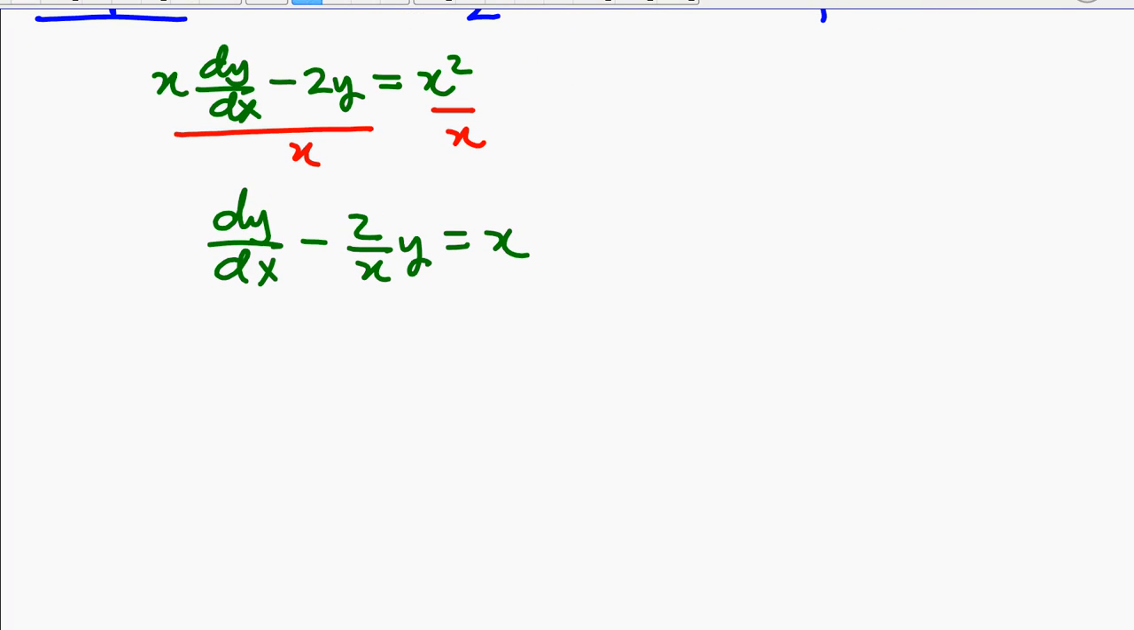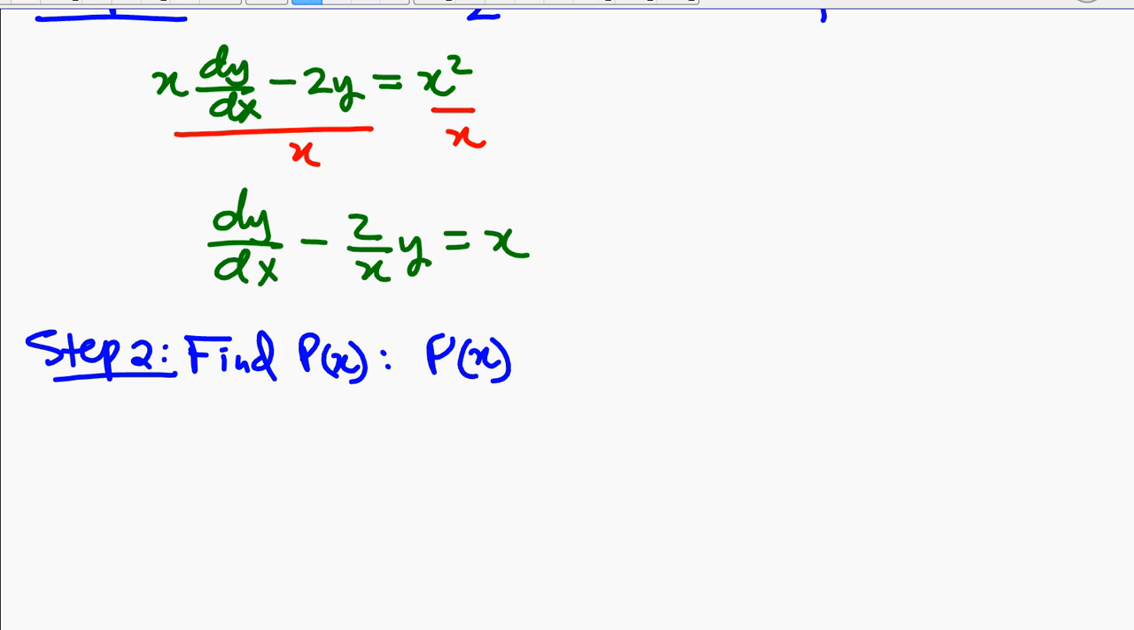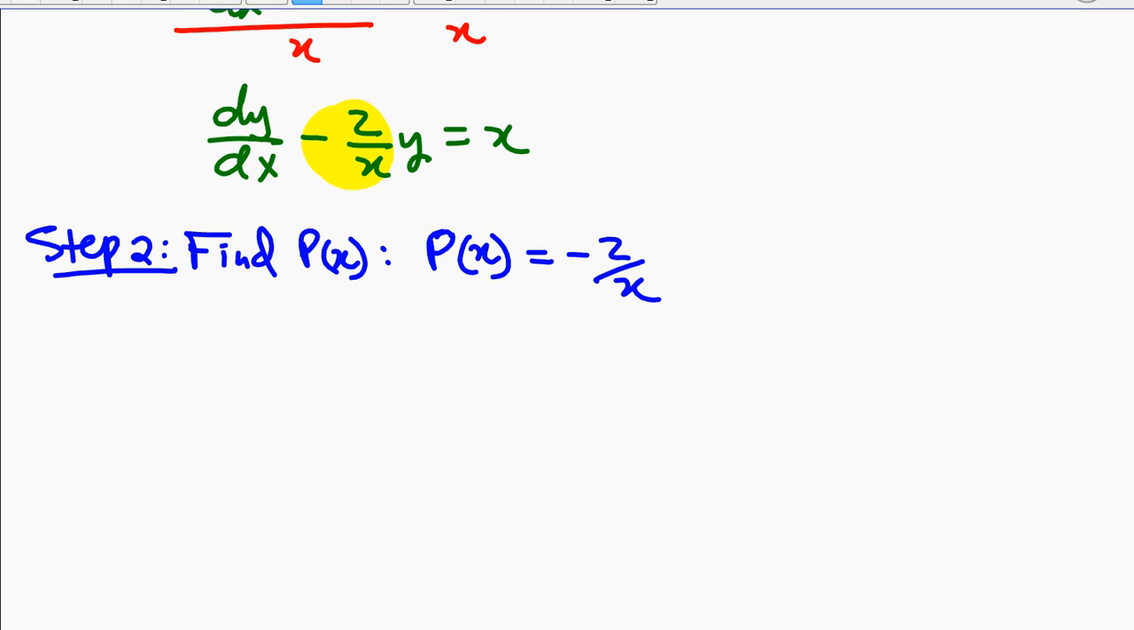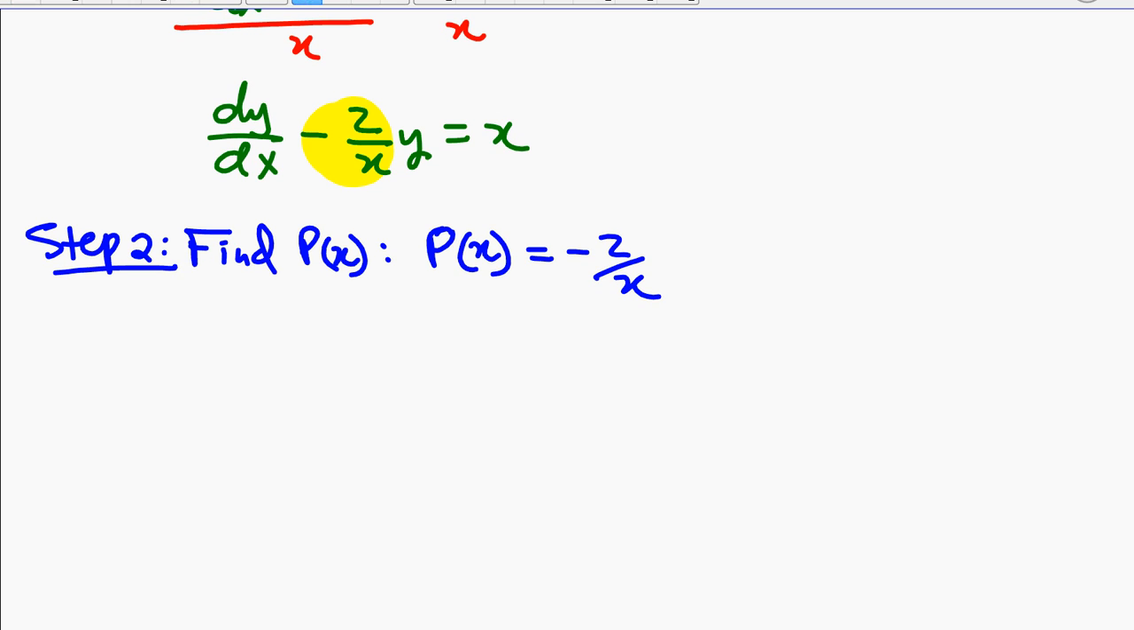What will be our step 2? Step 2 is to find p(x). Now p(x) will be equal to negative 2 over x, this guy here. This is p(x) from the general form.